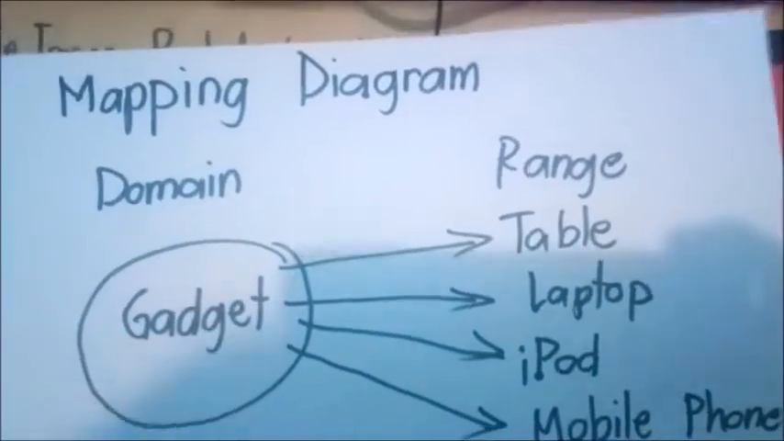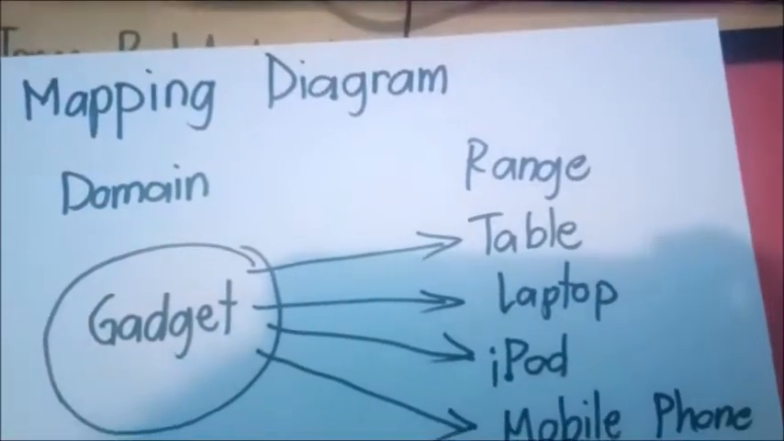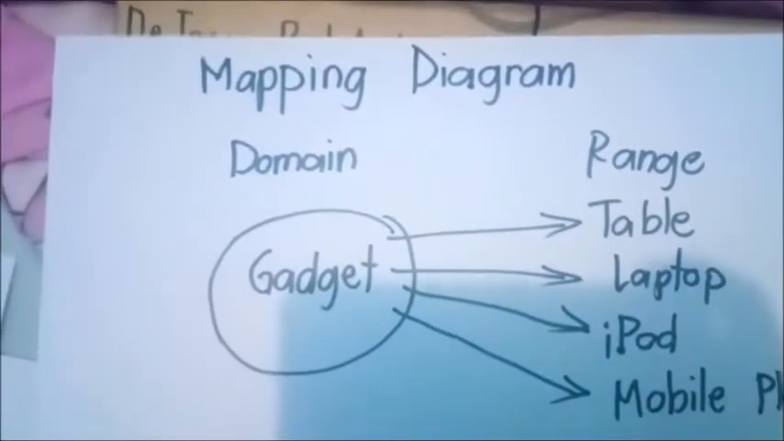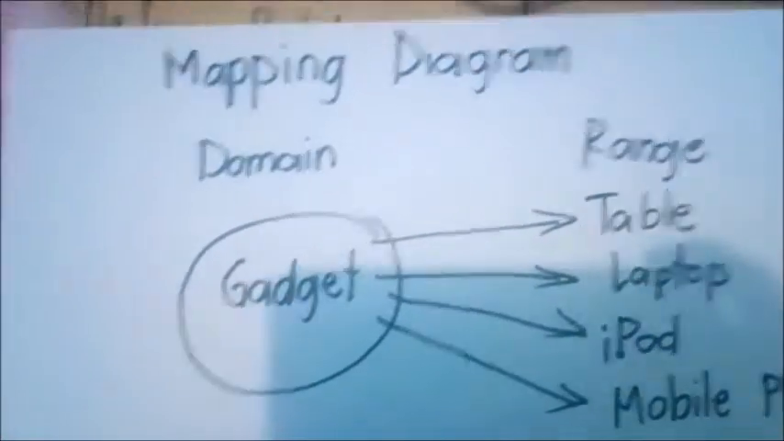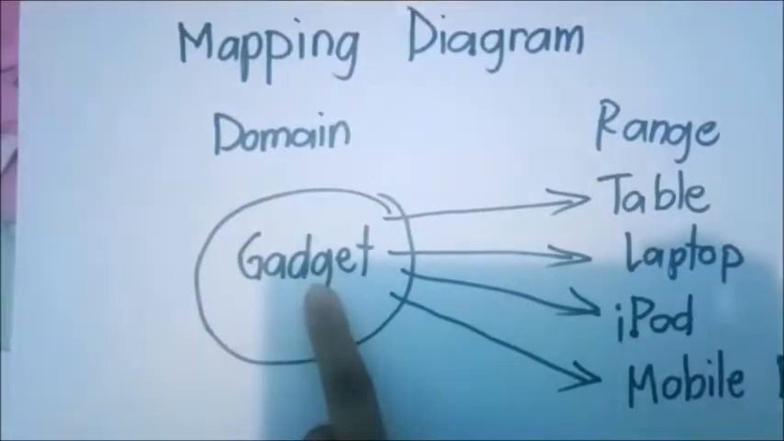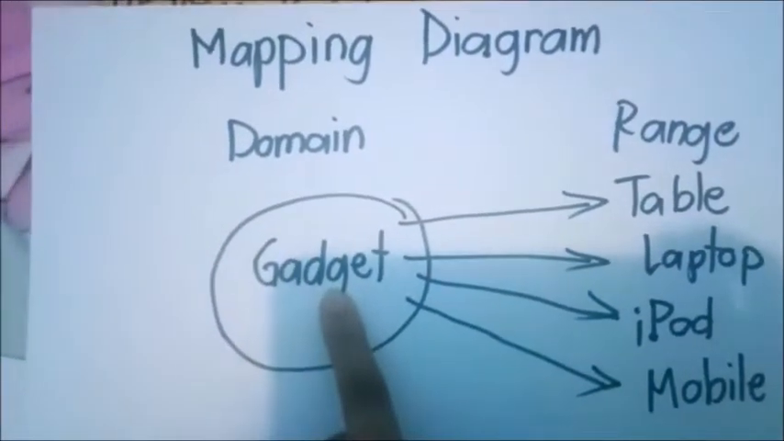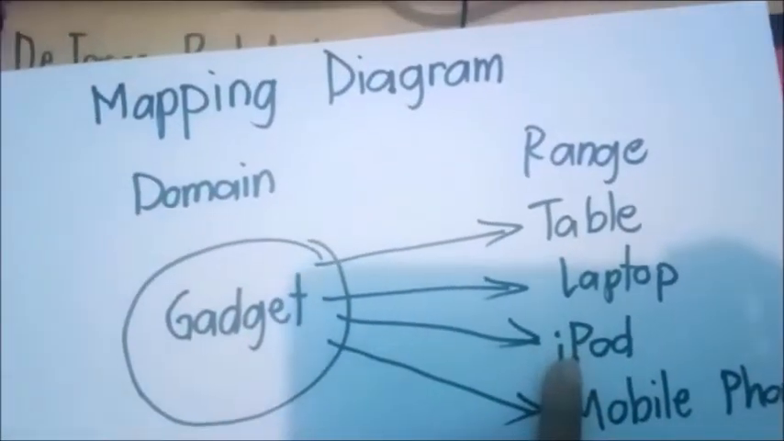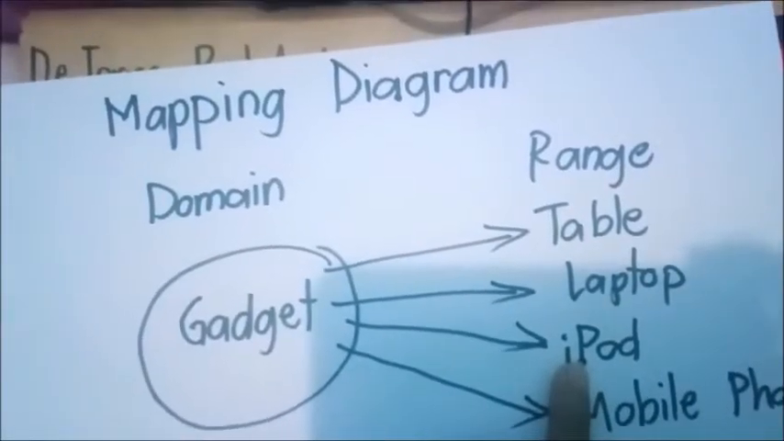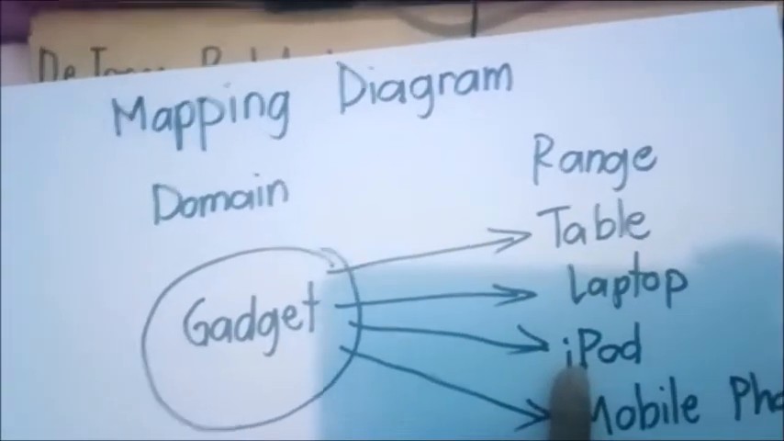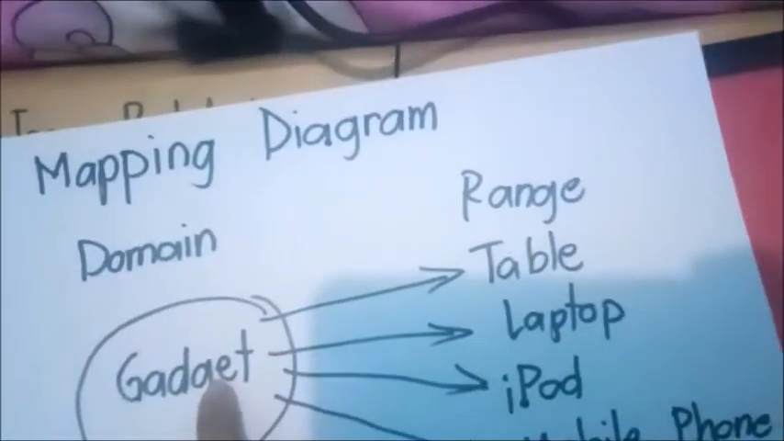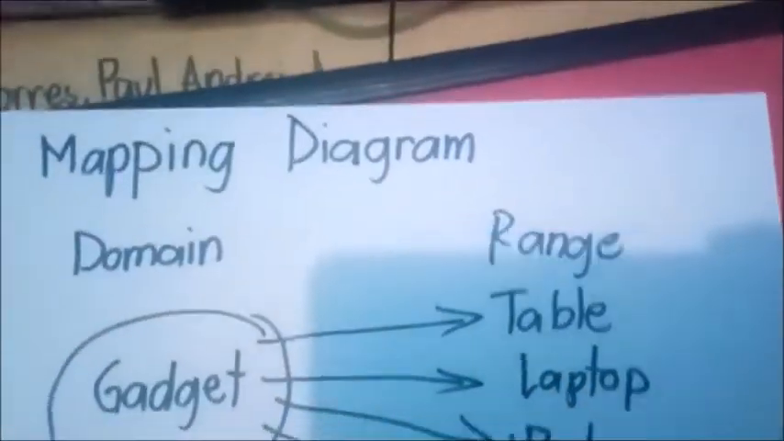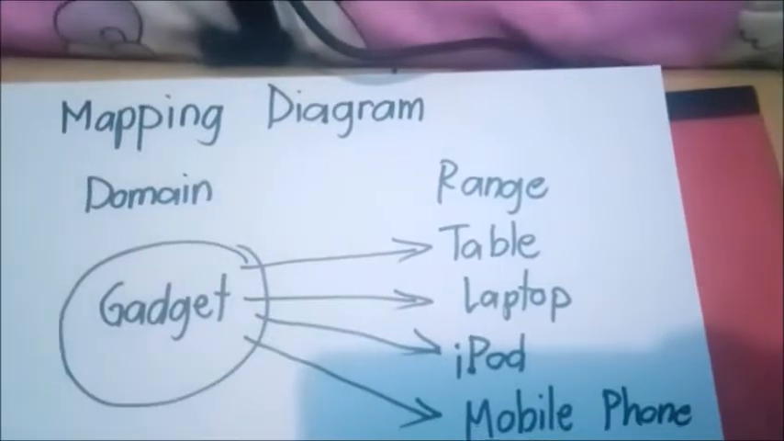We have the domain gadget, and the range is the tablet, laptop, iPad, and mobile phone. So I use a mapping diagram. So we have the domain, the first element, which is paired with the second element, or the range, with a different range. So we have the gadget. Gadget can be a tablet. Gadget can be a laptop. Gadget can be an iPad. Gadget can be a mobile phone.